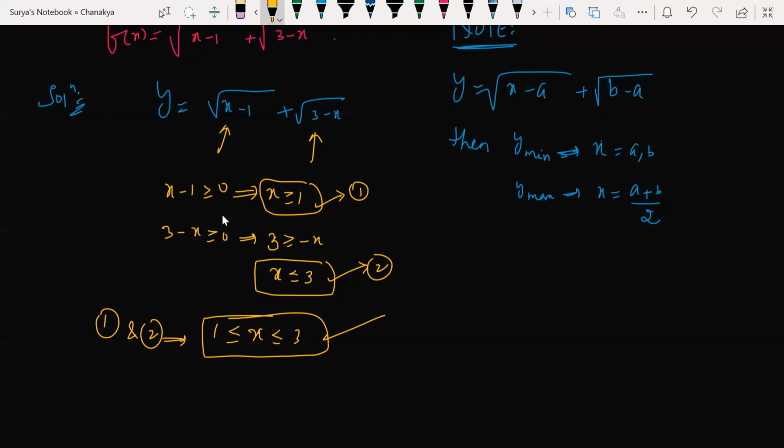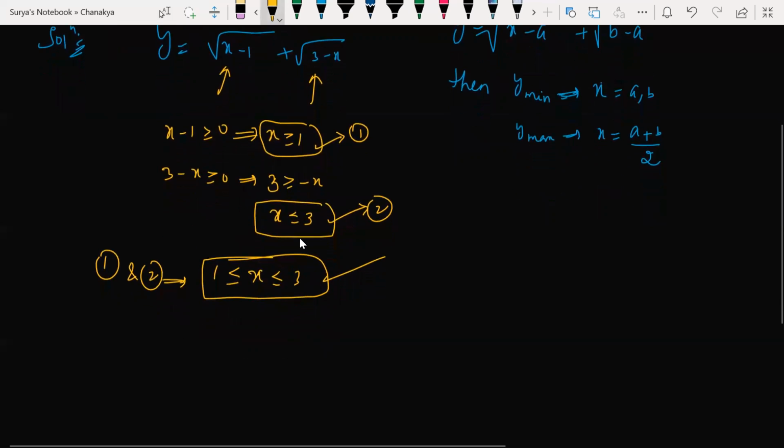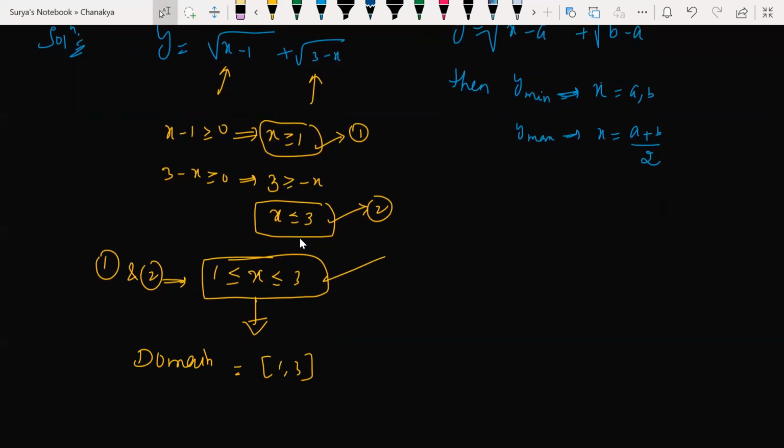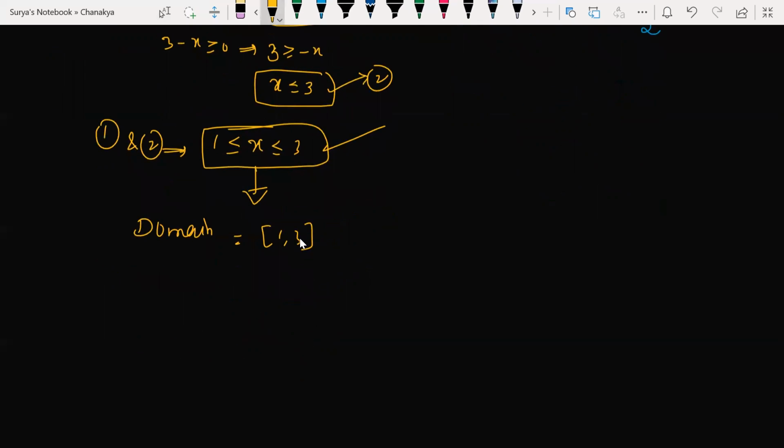Now, basically, what is the domain now? What is the domain of this function? I just got a solution. Domain is equal to what? 1 to 3. Okay, 1 to 3. So what is the range going to be now?